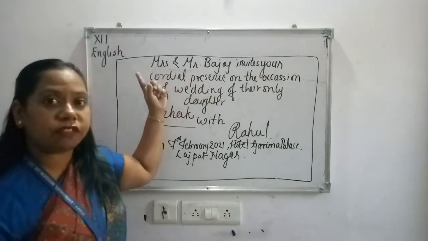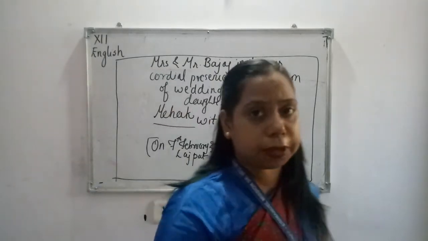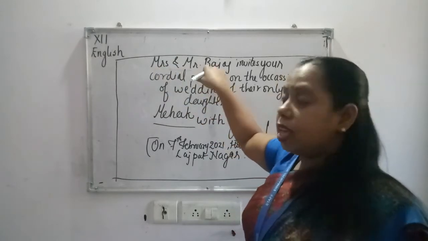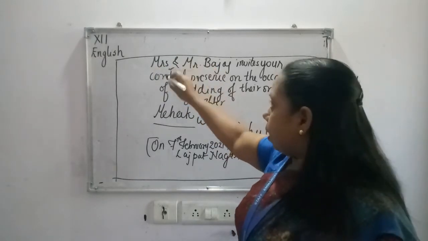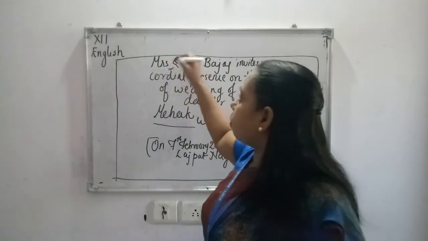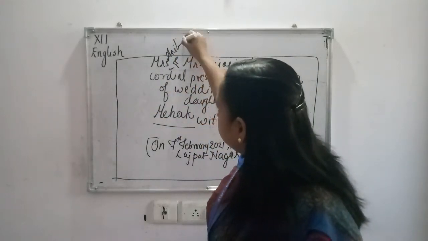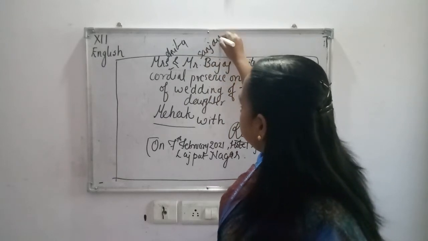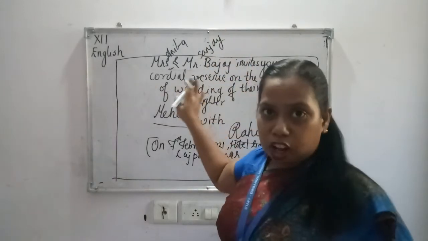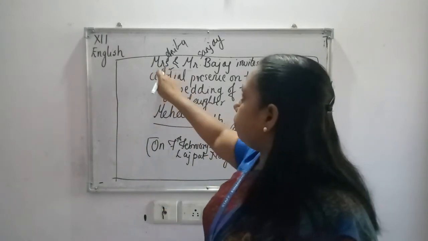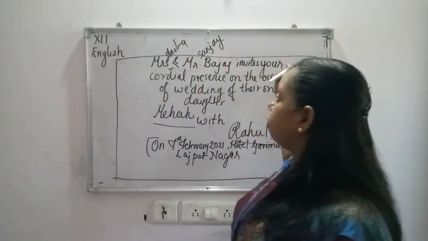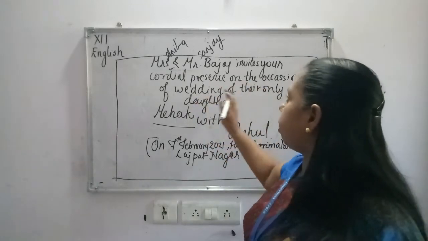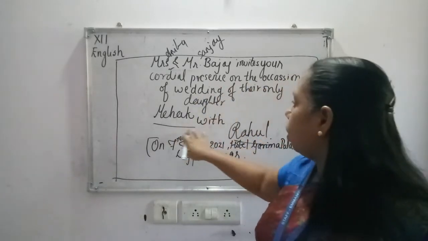Mrs. and Mr. Bajaj. Why I wrote Mrs. in the front and Mr.? Because Mrs. Bajaj is known by Mr. Bajaj's name. Here, if the mother's name is Anita, then you can write Mrs. Anita and Mr. Sanjay Bajaj. Okay, you can write it all like this also. It can be Mrs. Anita and Mr. Sanjay Bajaj invite your cordial presence on the occasion of the wedding of their only daughter Mahak with Rahul.